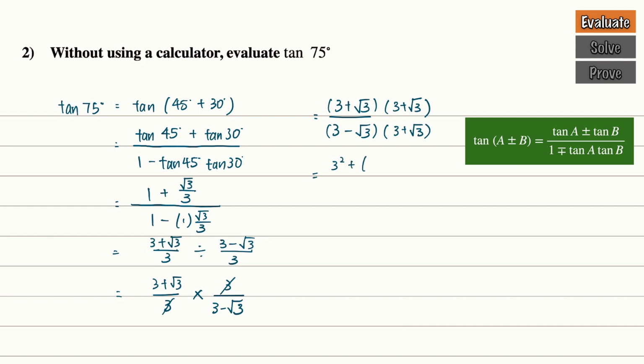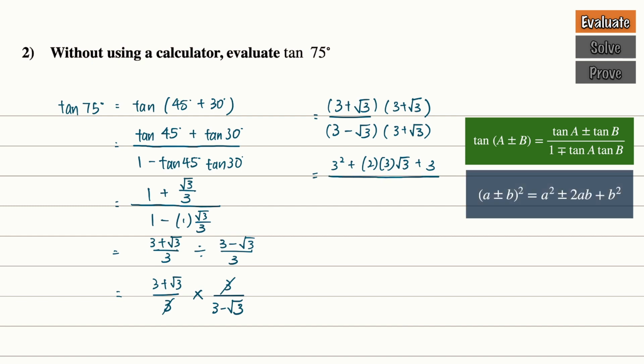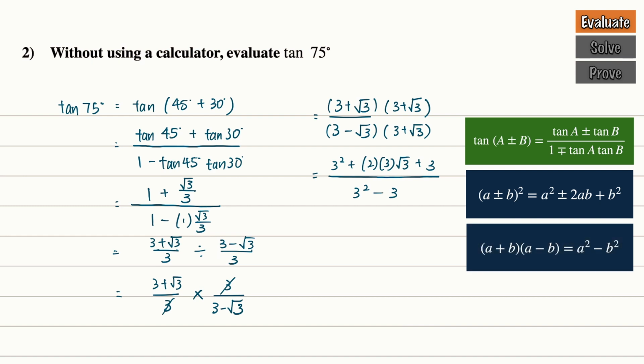And this will give us 3 squared plus 2 multiplied by 3 square root 3 plus 3. This comes from the formula a squared plus 2ab plus b squared, over 3 squared minus 3, which came from the formula a squared minus b squared is equal to a plus b, a minus b. Simplifying, we will then have 12 plus 6 square root 3 over 6. We can divide the terms in the numerator by 6 to give us 2 plus square root 3. So there you have it. This is the exact value of tangent 75 degrees.